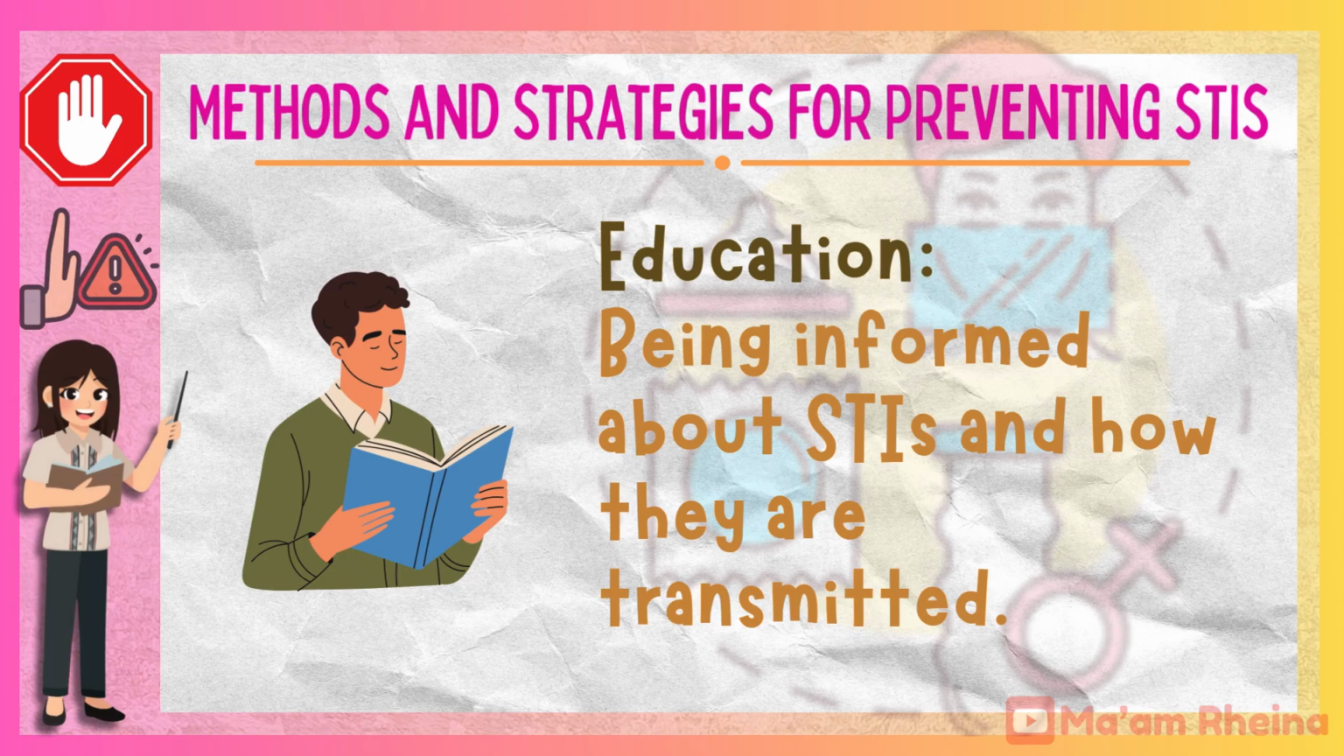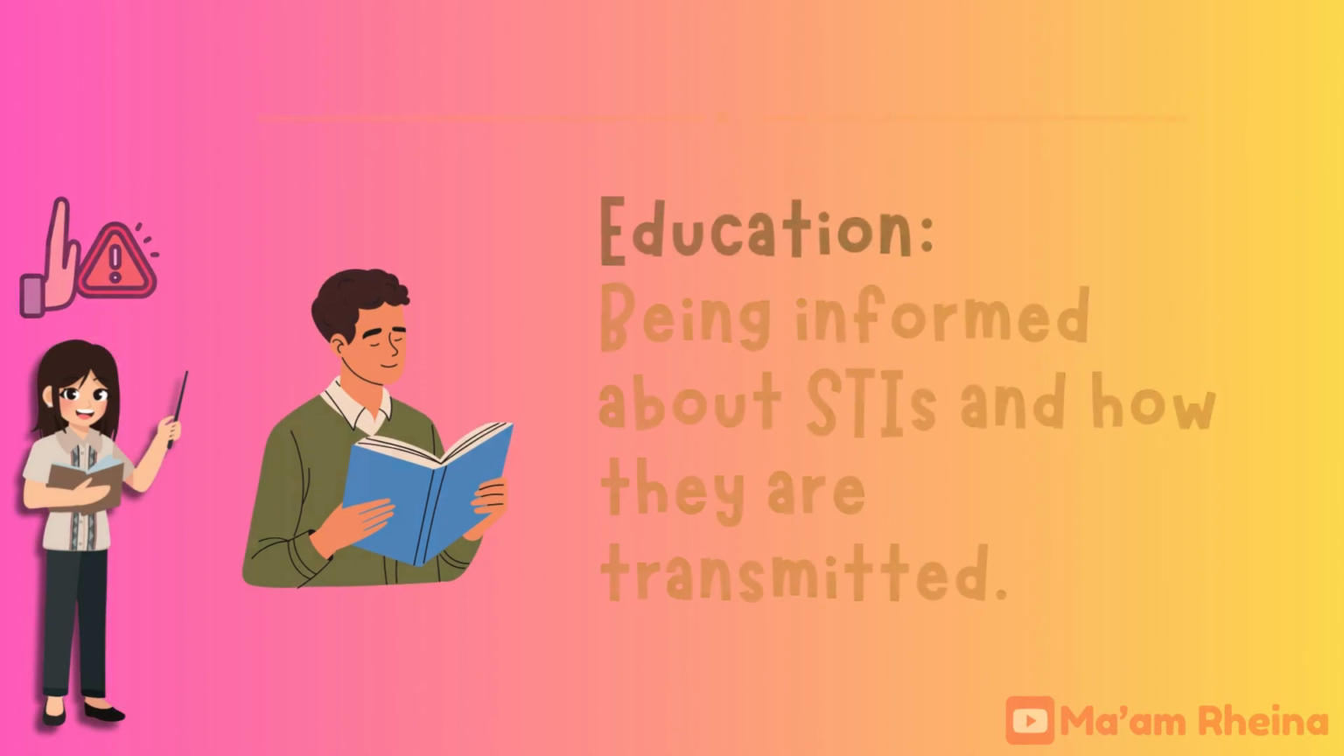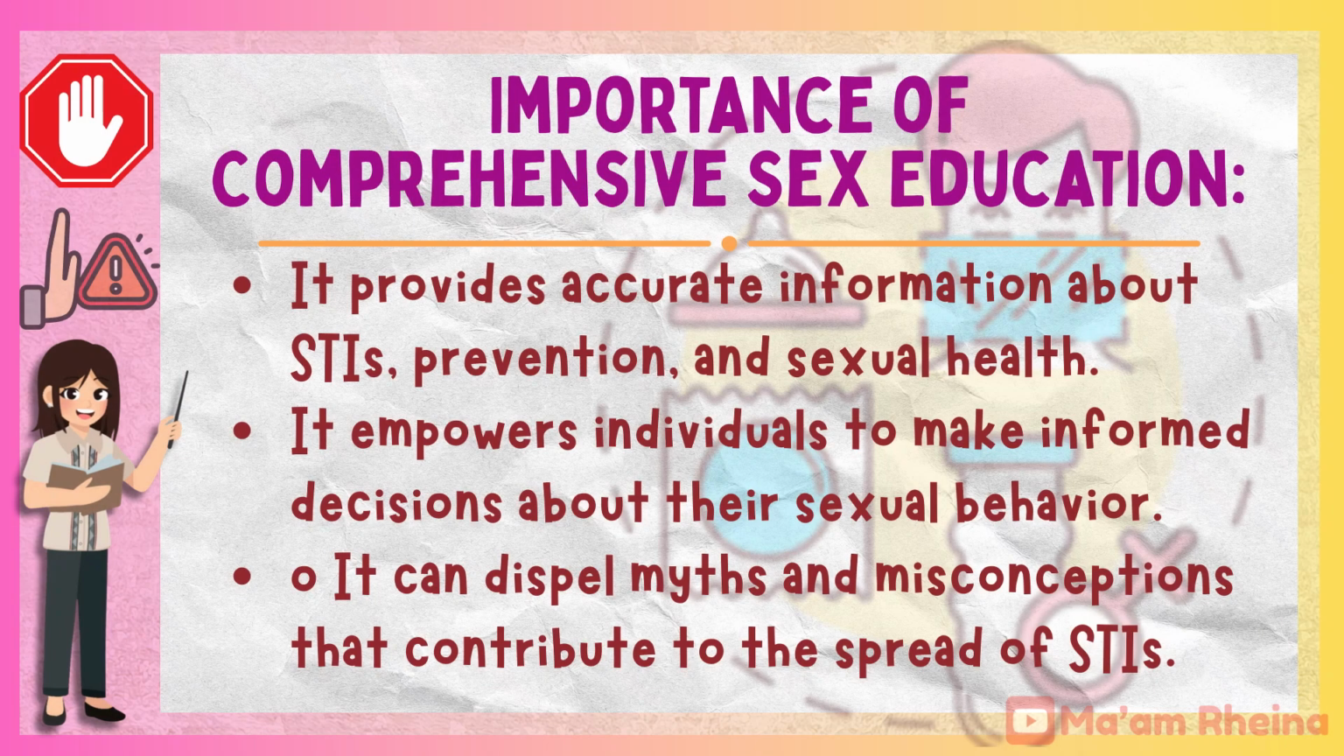Education. Knowledge is power. The more you know about STIs, how they're spread, what symptoms look like, and how to prevent them, the better decisions you'll make. Stay curious, ask questions, learn from reliable sources. Comprehensive sex education is more than just knowing about body parts. It gives you accurate and age-appropriate information about STIs, how they spread, and how to protect yourself.